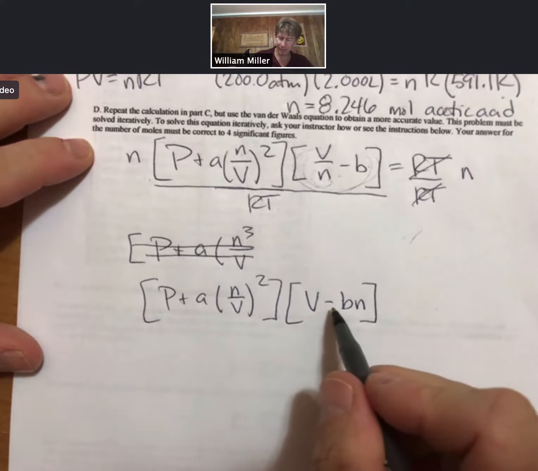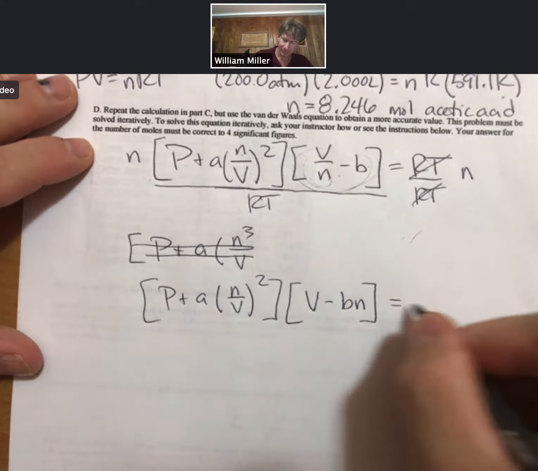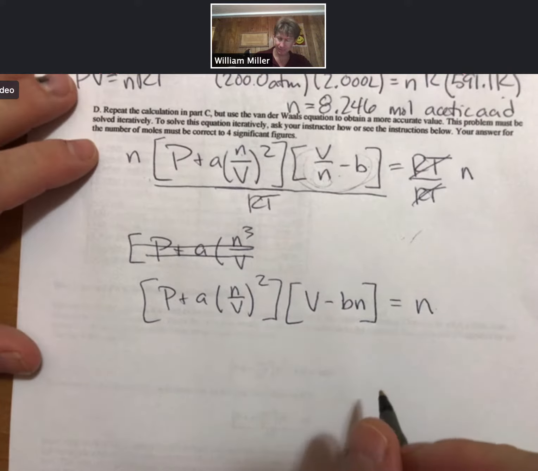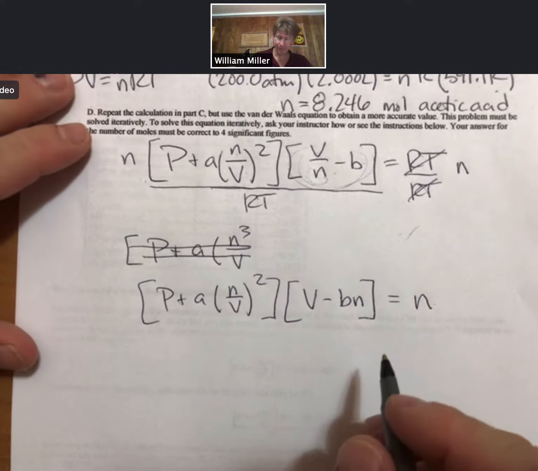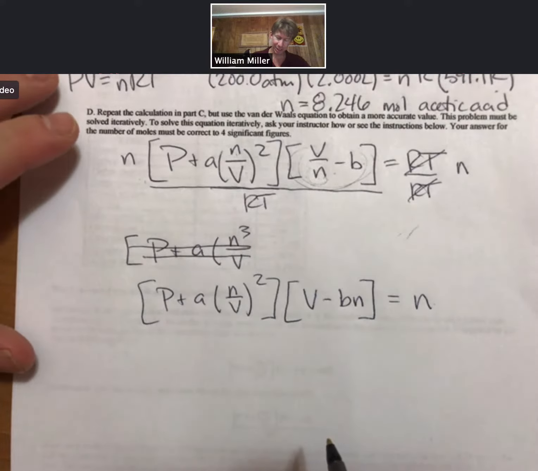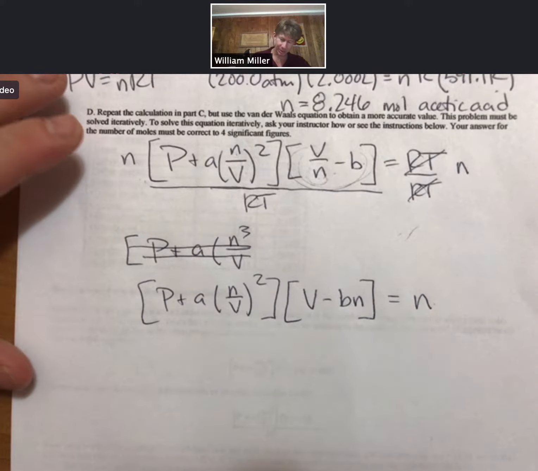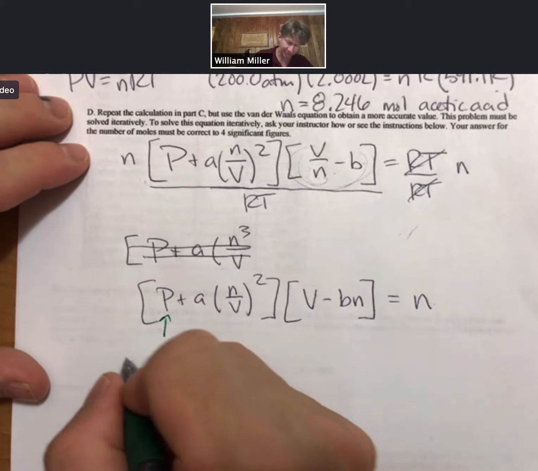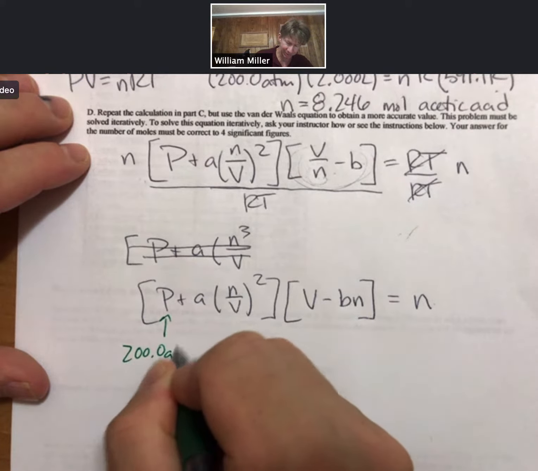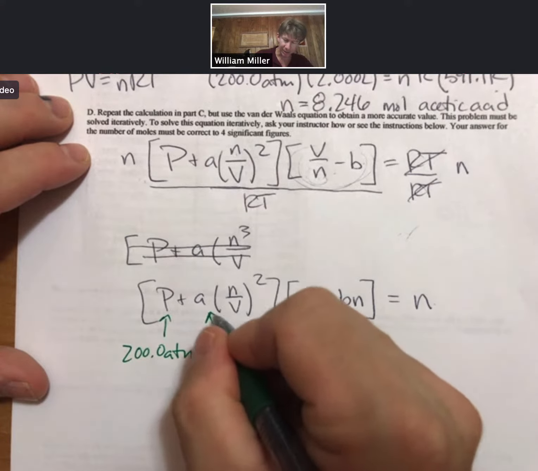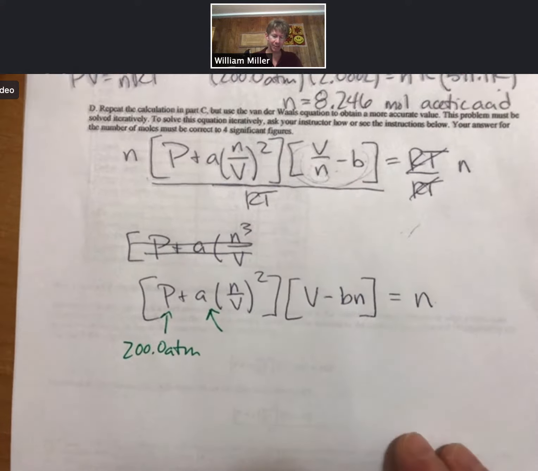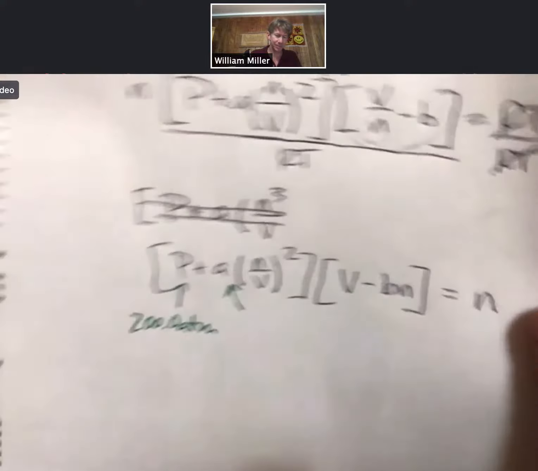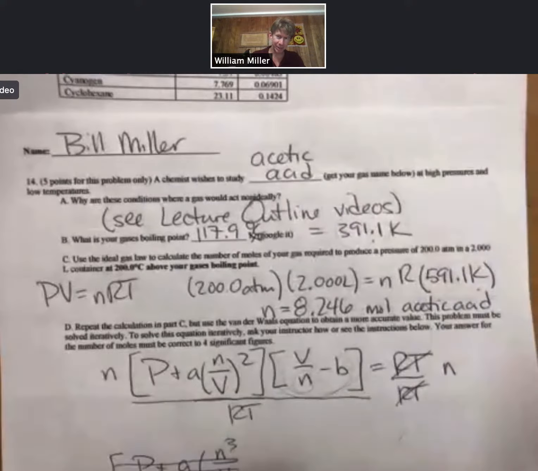I'm left with v minus b times n equals n. Here's what I'm going to do to solve iteratively. I'm going to take all my values. I've got 200.0 atmospheres, and on the separate sheet, I've got my A and B values.